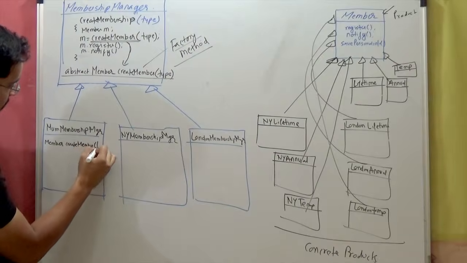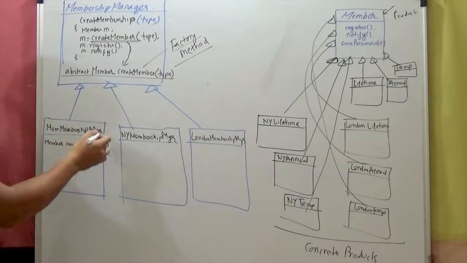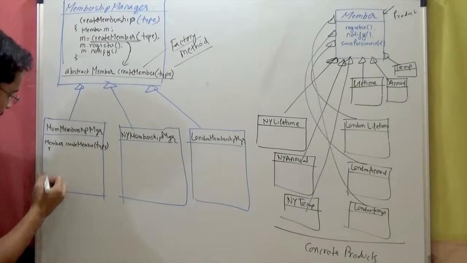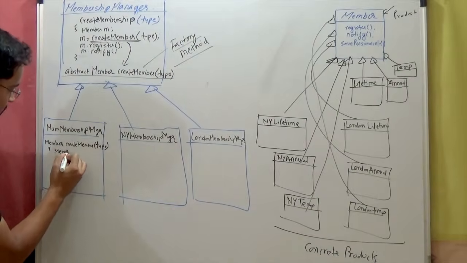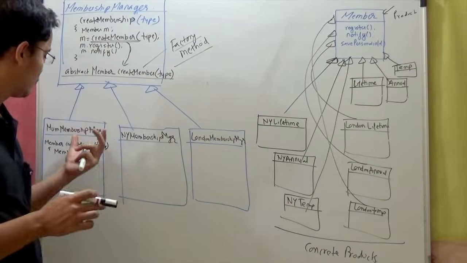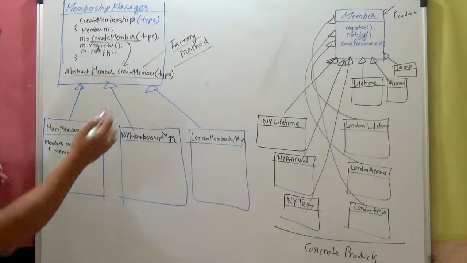And it will have type. Here, for Mumbai membership manager, right? Here you remember, what it will do is, this is nothing but a factory method for Mumbai membership manager. So this will have the same logic.